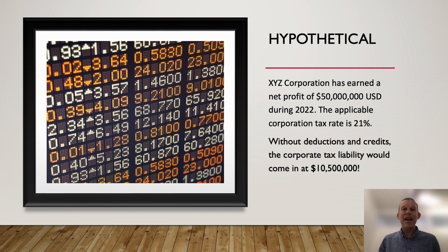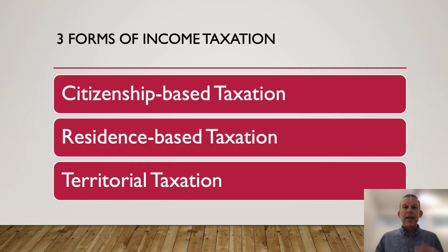We're going to revisit this hypothetical in the next video as well, when we're talking about credits and deductions. We'll try to get that price down a little bit. That's the job of a good tax lawyer, right? It's getting that 10.5 million down a bit. But before we get there, I want to talk about 3 different forms of income taxation. And this will apply whether we're talking about corporations, individuals, other entities, anything.